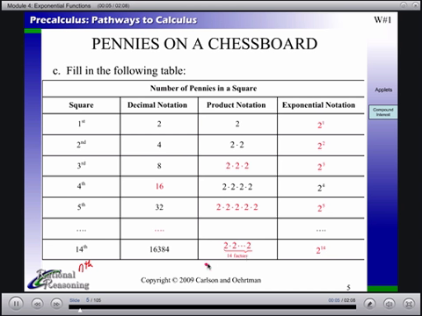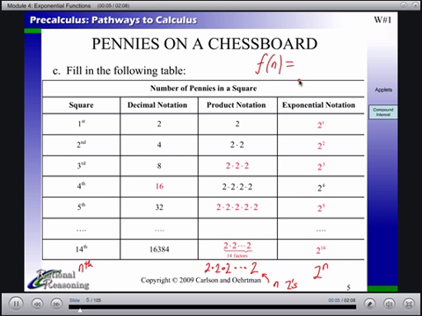So how many 2's would be multiplied together on the nth square? N, right? So we had n 2's. And how can we express that as a number of pennies with an exponent? 2 to the n. So what's the input of the function? What square we're on. So what goes into the function is the square that you're on.